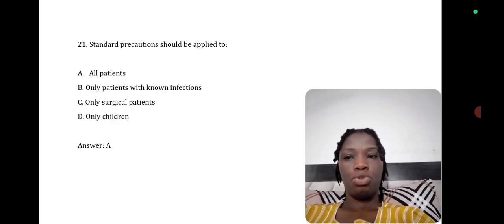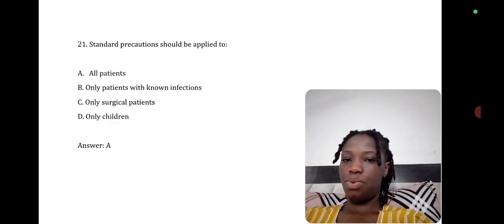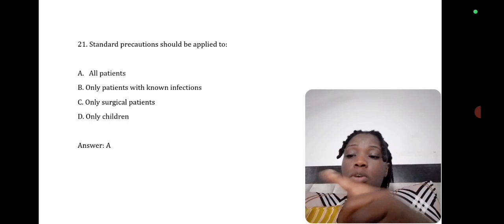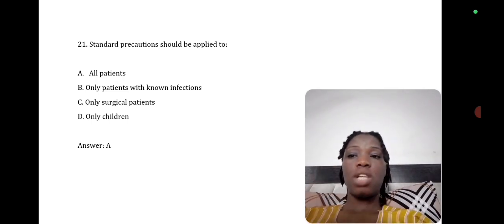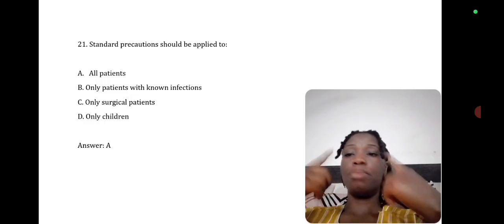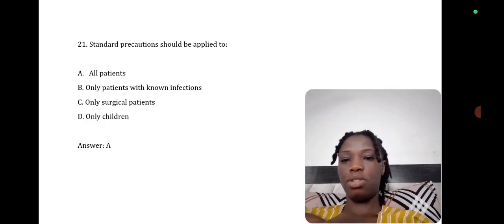21. Standard precaution should be applied to all patients. We said it before. Standard precaution says treat all patients, all body fluid, all blood as potentially infectious. So standard precaution should be applied to everybody, all the patients.